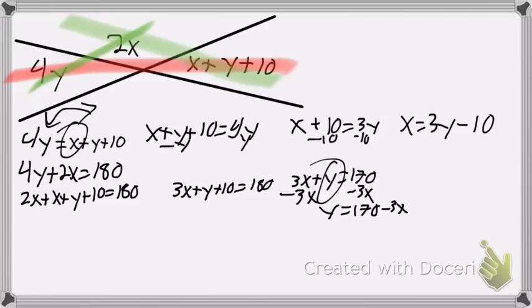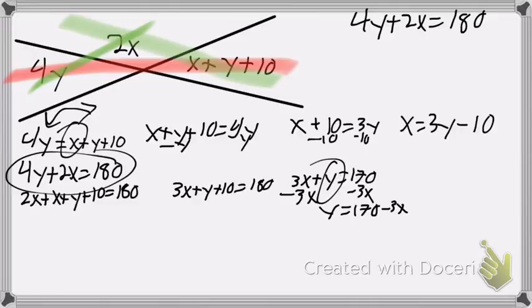Anyway, what I was saying, substitution. So where we're going to start off is we're going to write that 4y plus 2x equals 180. Got that right there. And that is just using those two as a linear pair.